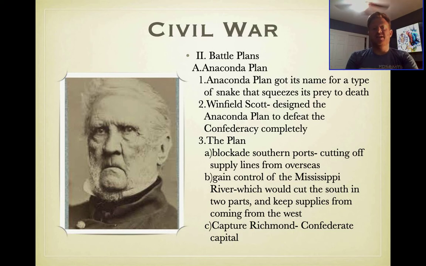All right, you understand the Anaconda Plan, and again, you're pausing and you're filling out the things. The Anaconda Plan gets its name from a type of snake that squeezes its prey to death. It's designed by Winfield Scott, and it was the most brilliant war plan ever put together. Number one, you're going to blockade southern ports. I'm going to show you a map here in a second. Number two, gain control of the Mississippi River. Number three, take Richmond. It's that simple. Blockades, take control of the Mississippi River, take Richmond.